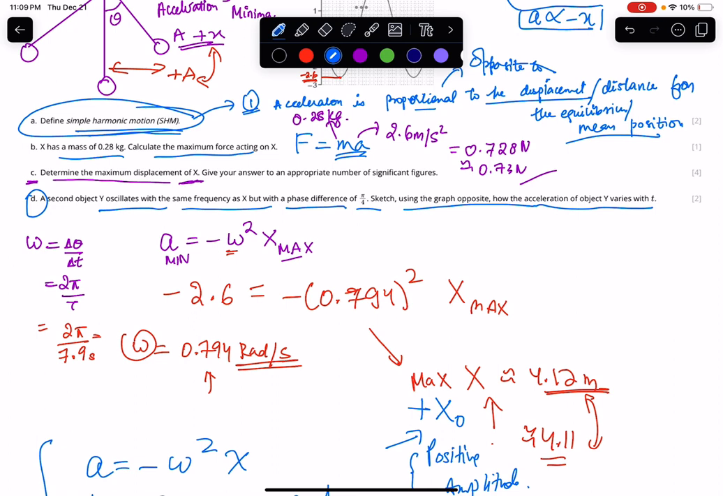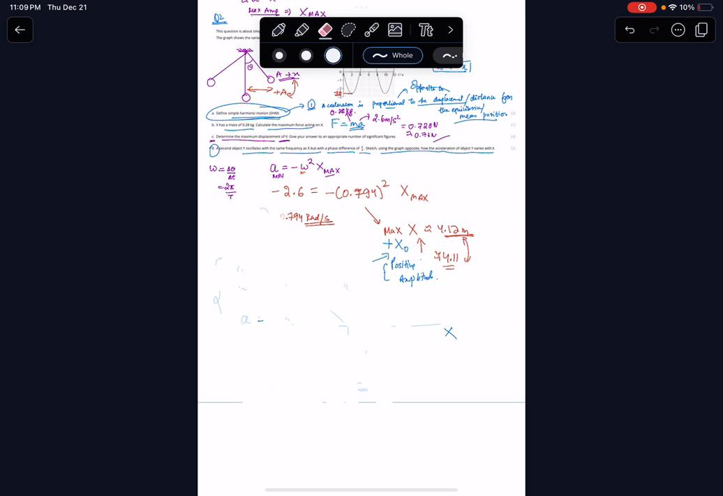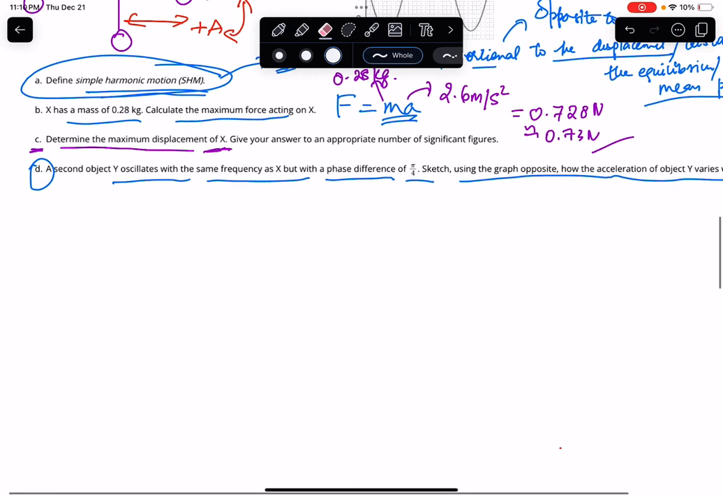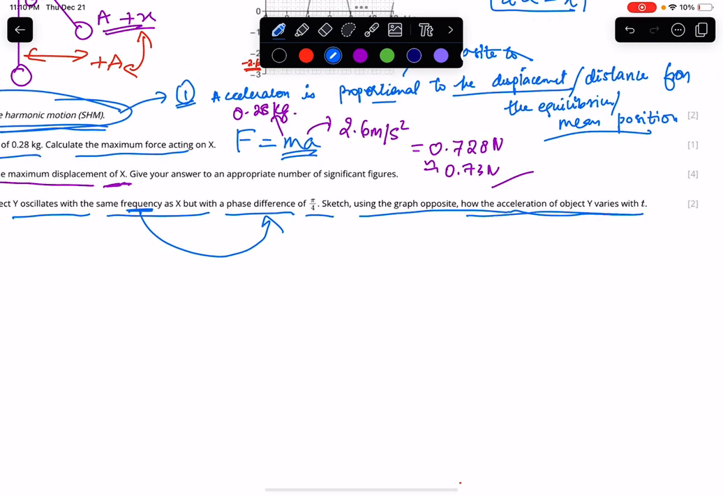Now, in this case, what I'll do is erase this part and we can write it again. So now we can look at D. In this case they're testing you for phase difference. First of all, they're saying that the frequency is the same, but there's a phase difference. So they're asking, how does the acceleration of object y vary with t?